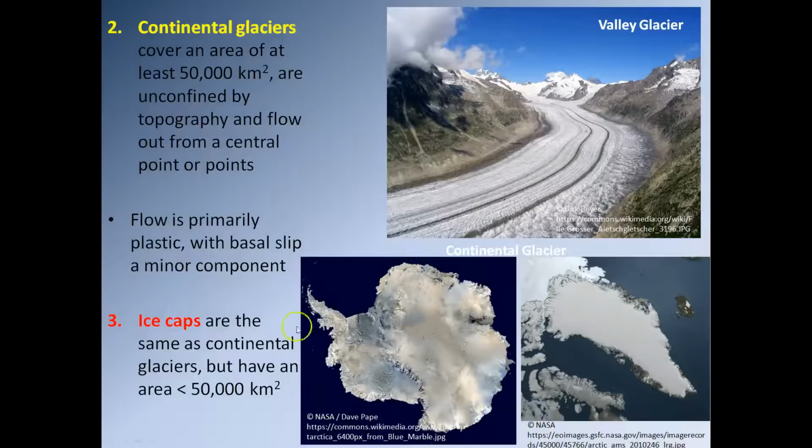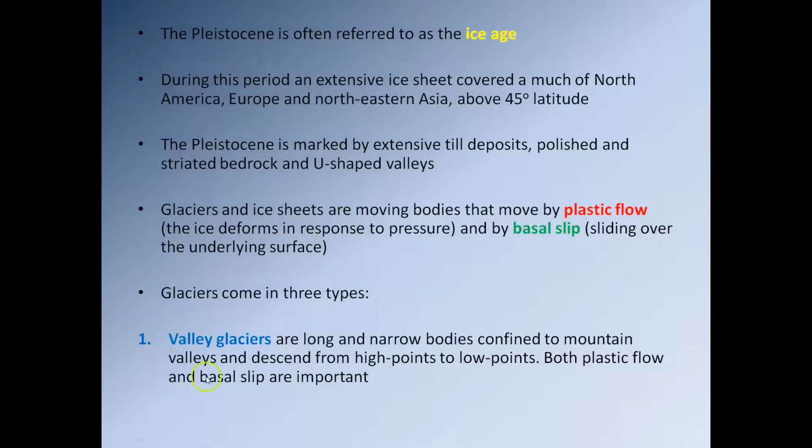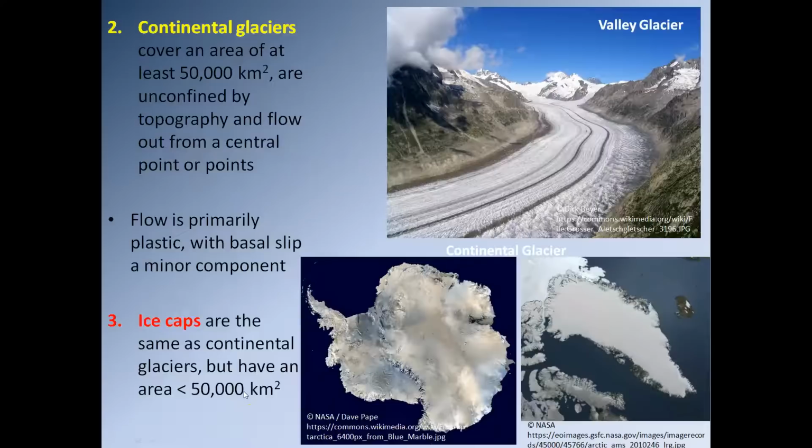Now, it's very common for people to refer to Antarctica and Greenland as being covered by ice caps. They're not. If we're being strictly scientific about it, they are in fact covered by continental glaciers. So once again, valley glaciers are smaller. Because they're smaller, they'll move by both plastic flow and basal slip. In the case of continental glaciers, they are unconstrained. They can go wherever they want. They're often much bigger, much heavier, and so most of the flow that occurs with the ice is produced by plastic deformation of the ice, with a very minor component of basal slip.